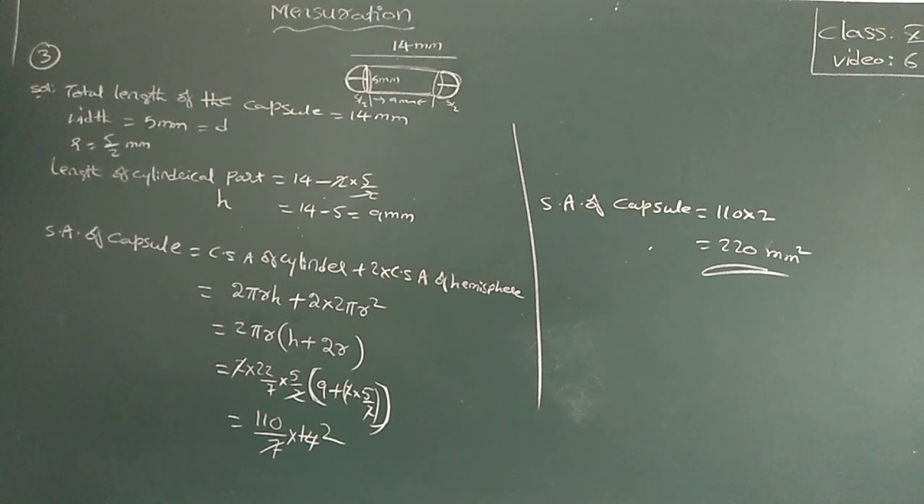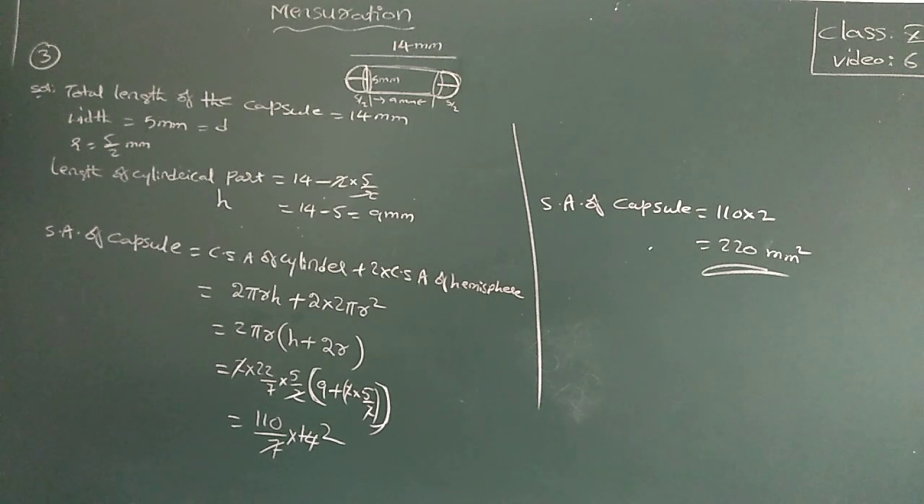Length of the cylindrical part. Only the cylindrical part is needed, so we have to remove either side's hemisphere. Either side's hemisphere height is 5 by 2, because the hemisphere depth is the radius of the hemisphere. So 5 by 2, 5 by 2 removed. That means 9 millimeters is the height of the cylinder, the cylindrical part.